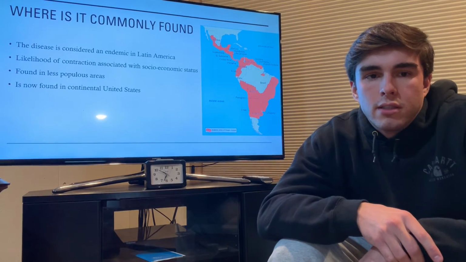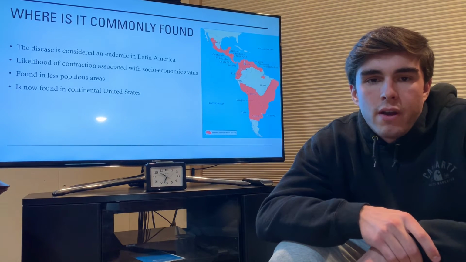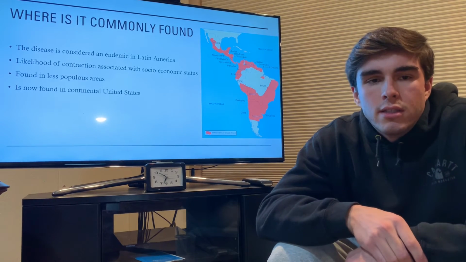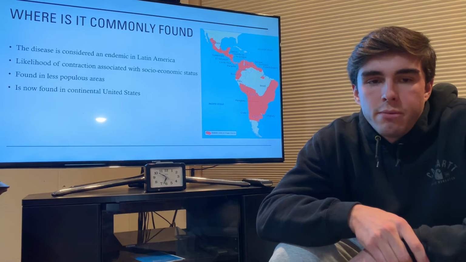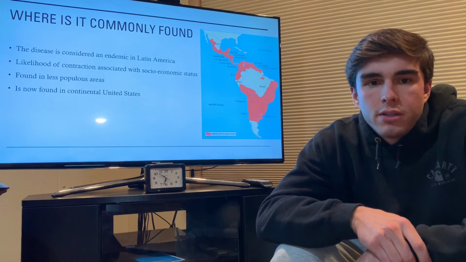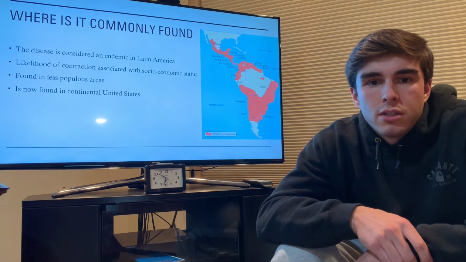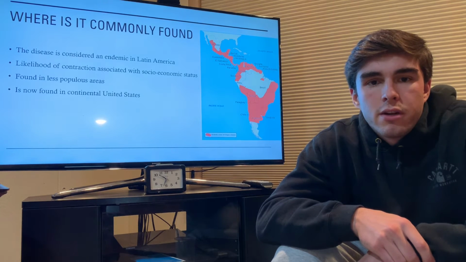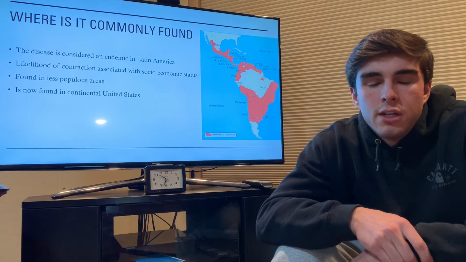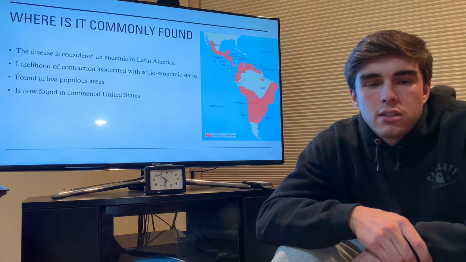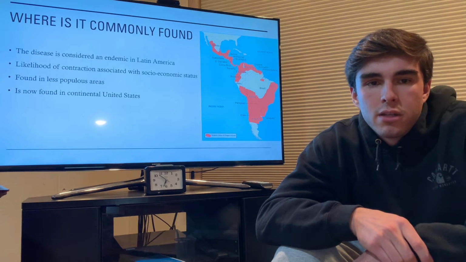So where exactly is Chagas disease commonly found? Right now, it is most commonly found in Latin America, where it is considered endemic. The figure on the right of the slide shows where the disease is currently considered endemic within Latin American countries. The likelihood of contracting the parasite and the disease is typically associated with the socioeconomic status of the patient. We typically see low-income families and patients being more likely to contract the disease because they are not able to afford the living situations and resources to properly mitigate the spread and exposure of the kissing bug and the parasite itself. Chagas disease is typically found in less populous areas and can be associated with the kissing bug's habitats being in these less populated areas.